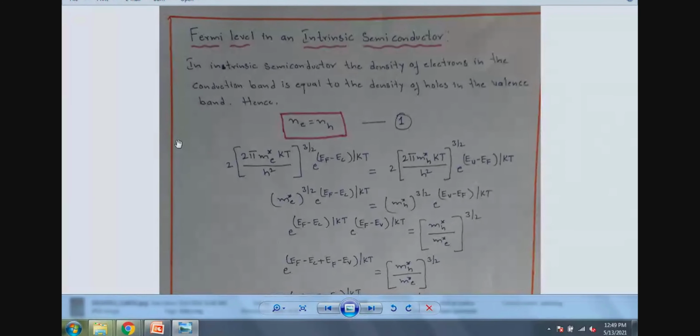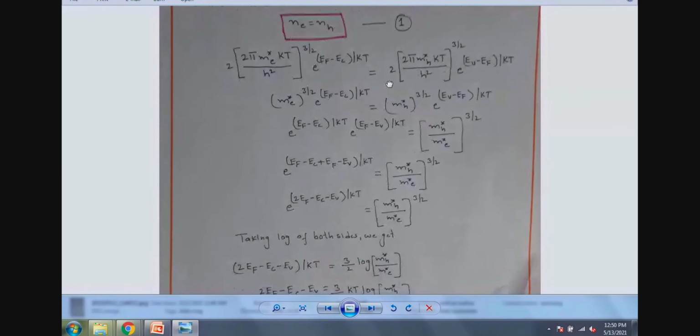band is equal to the density of holes in the valence band. So by using that at thermal equilibrium, and speaking about T equal to 0 Kelvin, we can equate, that is Ne is equal to Nh. That is equation 1. Now you substitute the value of Ne and Nh here, same as what you got, right? So cancel off the common terms. You get the expressions, and you'll see the common terms, isn't it?